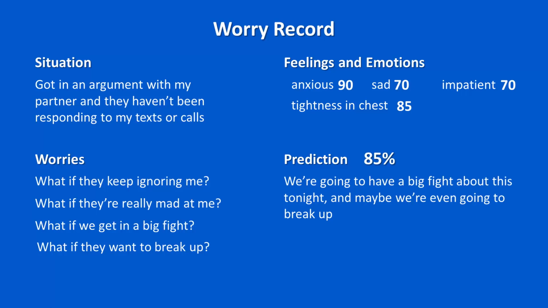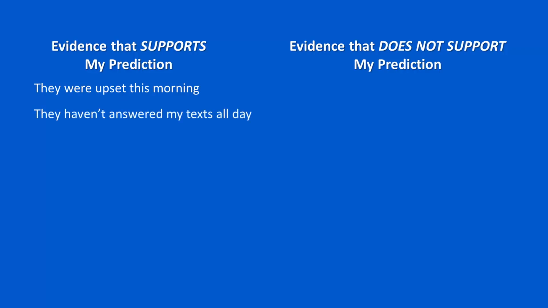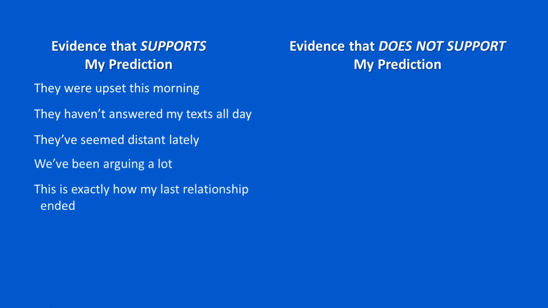And now in part 2, we look for the evidence that supports and that doesn't support our prediction. They were upset this morning. They haven't answered my texts all day. They've seemed kind of distant lately, and we've been arguing a lot. This is exactly how my last relationship ended.